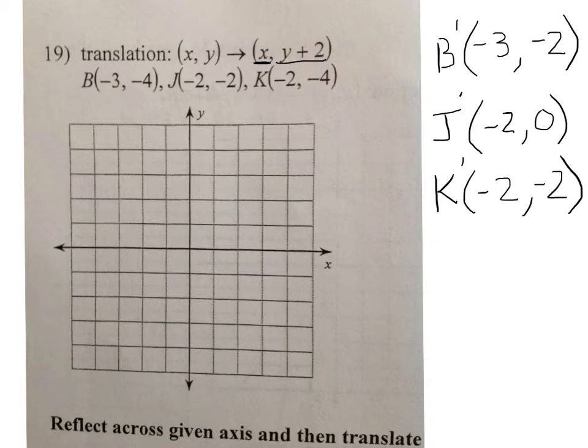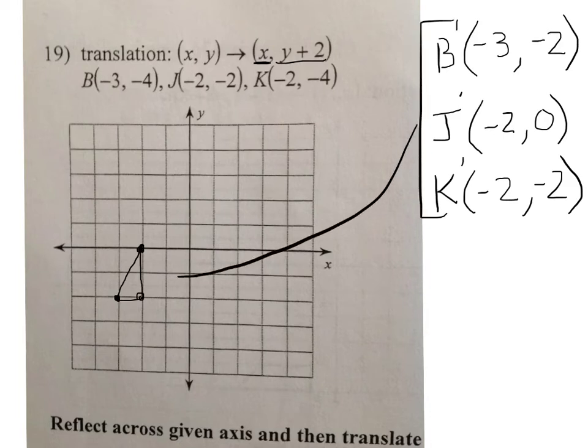So now I end up at negative 3, negative 2. I end up at negative 2, 0. I end up at negative 2, negative 2. And based on these ordered pairs here, that would be my translated figure. I could go ahead and graph these if I wanted to, and see what the original figure looked like, but in this case, they just asked me for the translation.